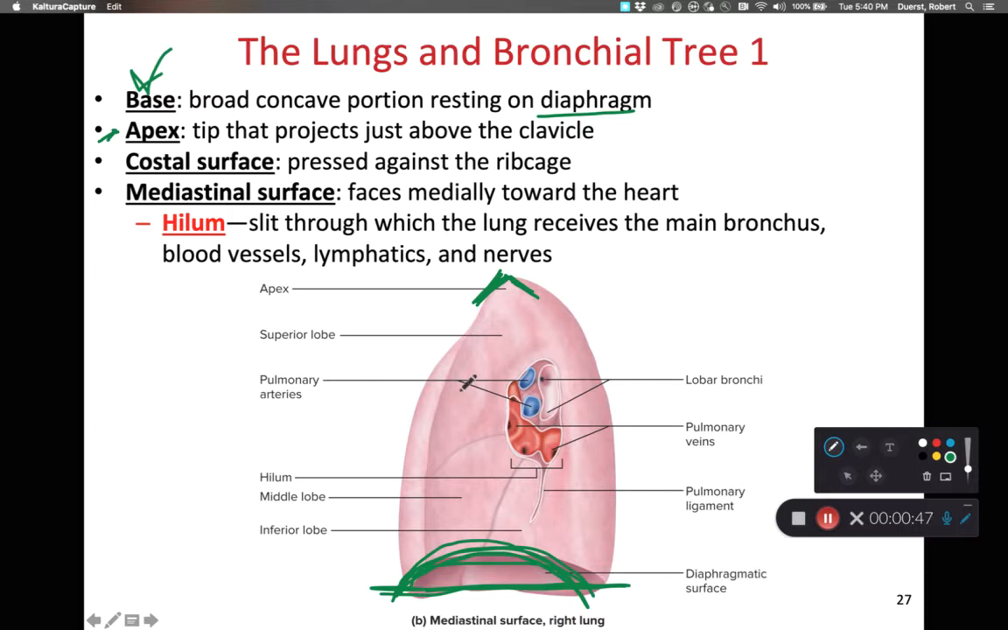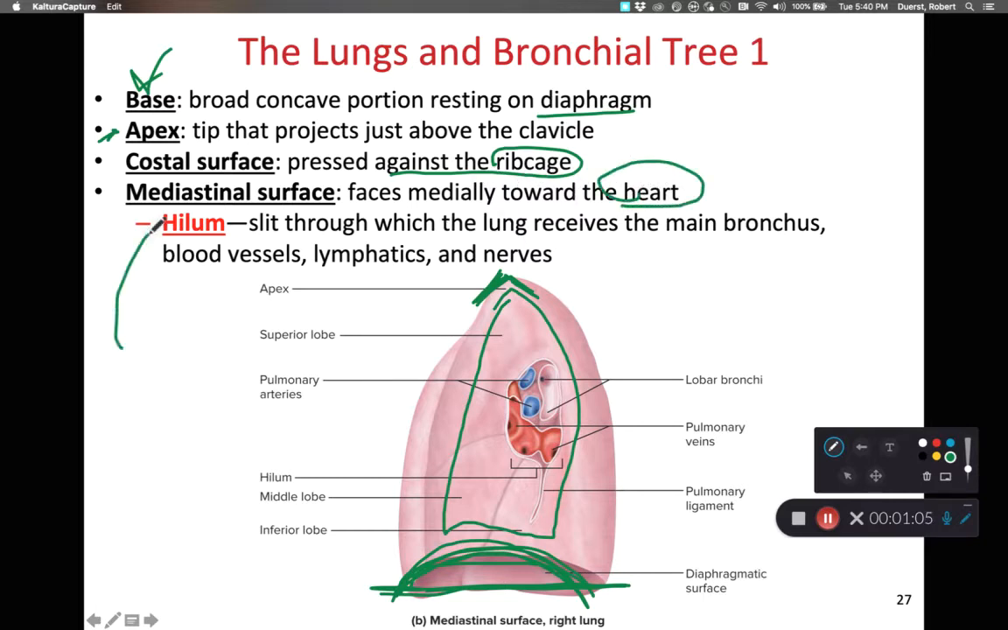The costal surfaces are going to be on the lateral margins, pressed directly up against our rib cage, and the mediastinal surface is going to be on this interior margin of the lung, shown here, and this mediastinal surface is always going to point towards the heart.